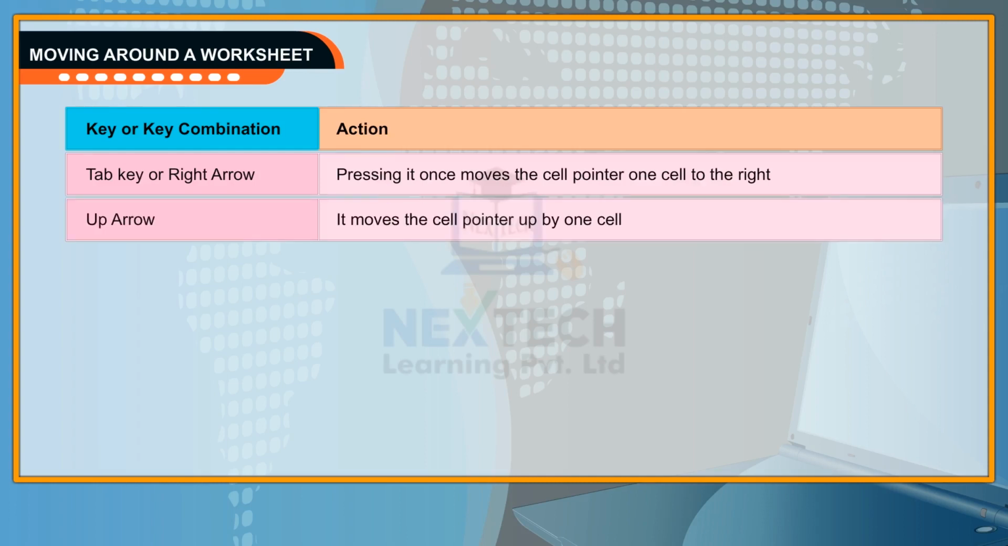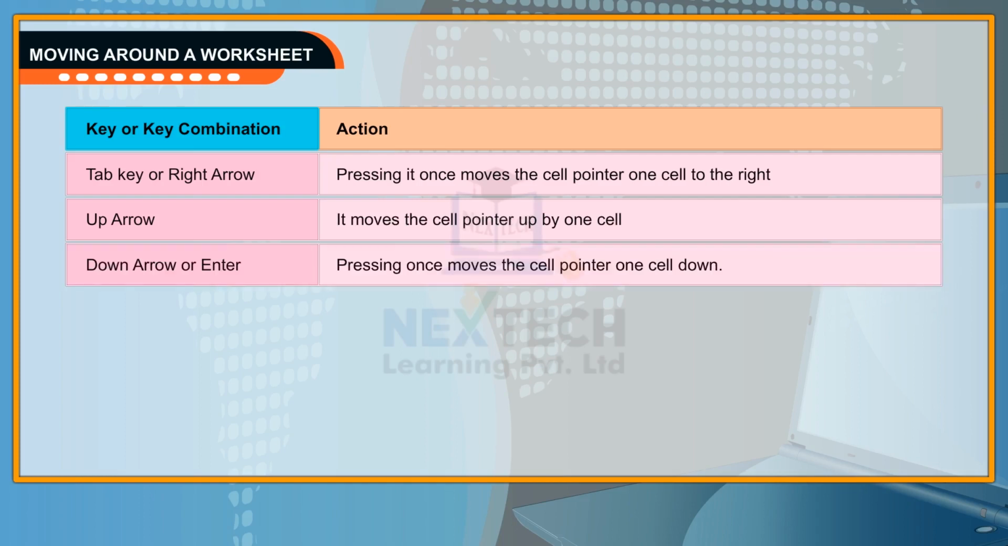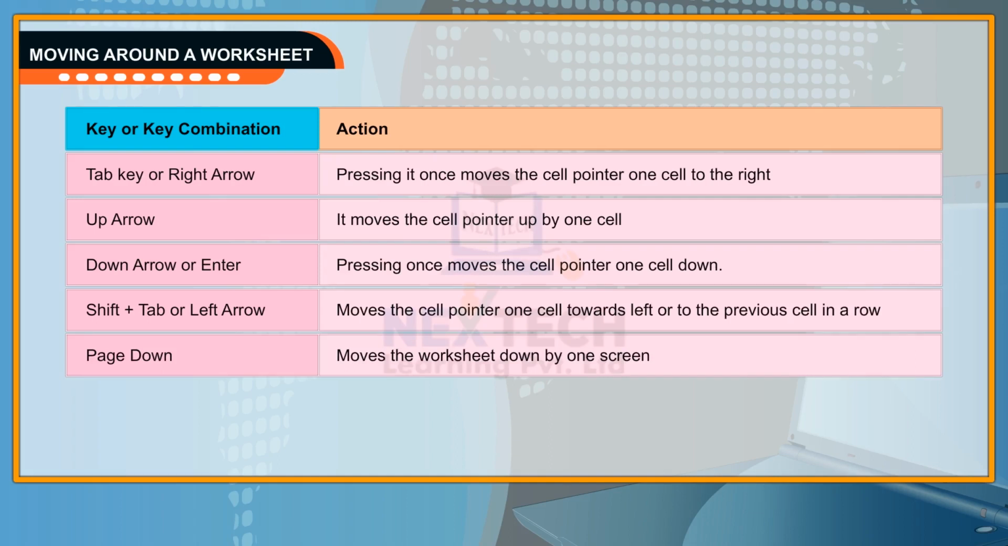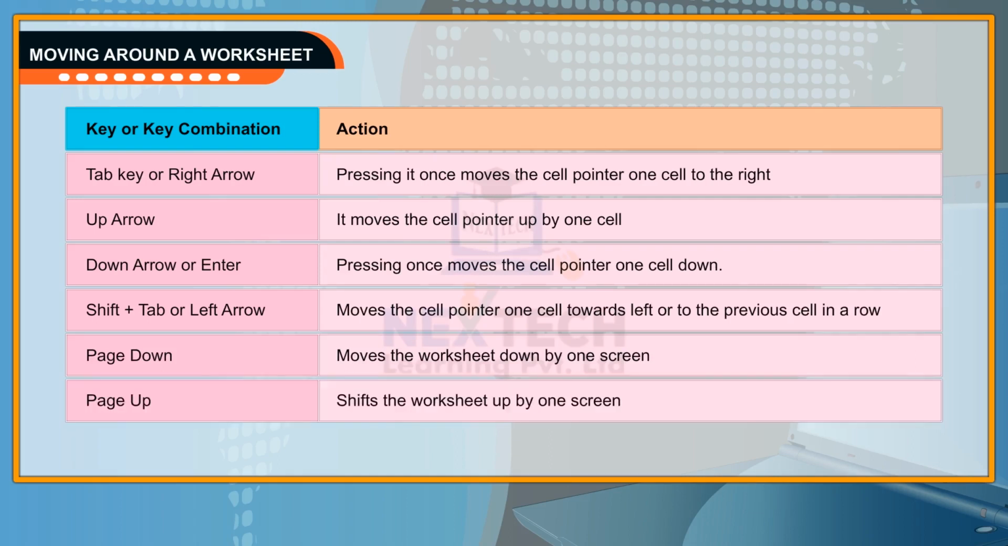Up arrow. It moves the cell pointer up by one cell. Down arrow or enter. Pressing once moves the cell pointer one cell down. Shift plus tab or left arrow moves the cell pointer one cell towards left or to the previous cell in a row. Page down moves the worksheet down by one screen. Page up shifts the worksheet up by one screen.